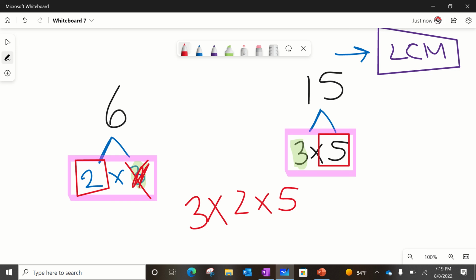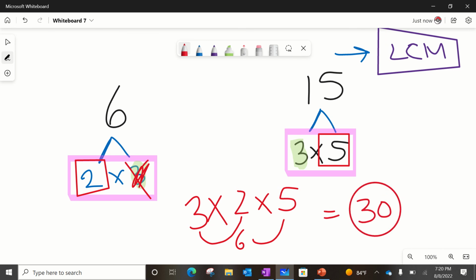When we solve this, this should give us our least common multiple between 6 and 15. 3 times 2 will be 6, times 5 will equal 30. Our least common multiple should be 30.